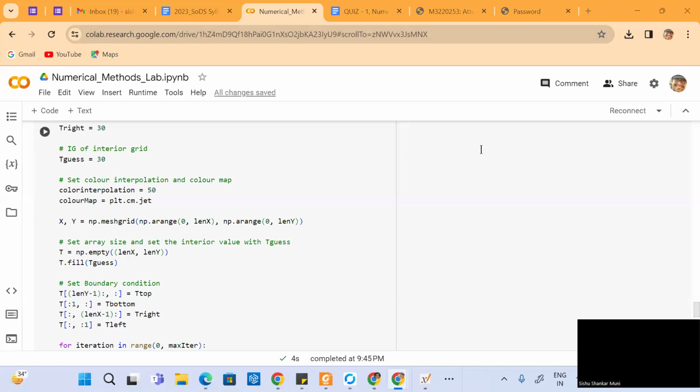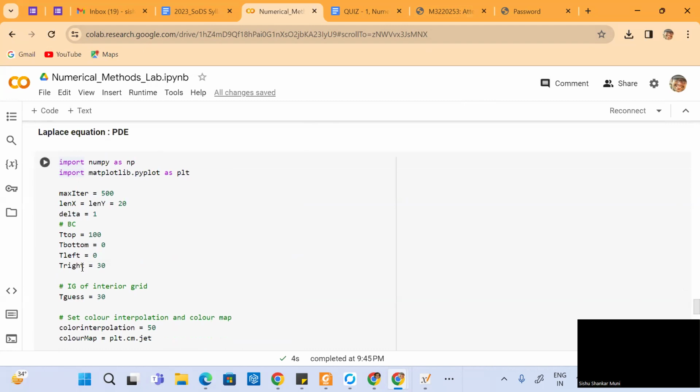I will explain it again. First of all, we need boundary conditions. If boundary conditions are not given to you, you can say I can't solve the problem. But boundary conditions are being given to you, so you can say yes, I can solve the problem. As you can see, these are the boundary conditions: T top, T bottom, T left, T right. That's what you need. The cross structure. Yes, you need the left, the right, the top, the bottom.